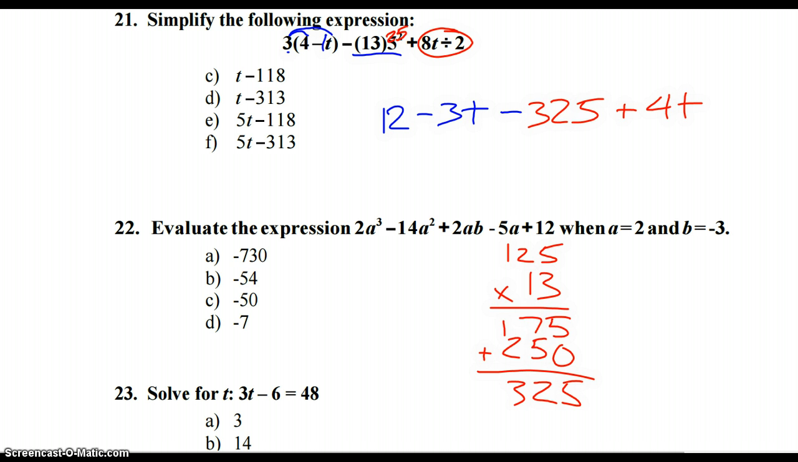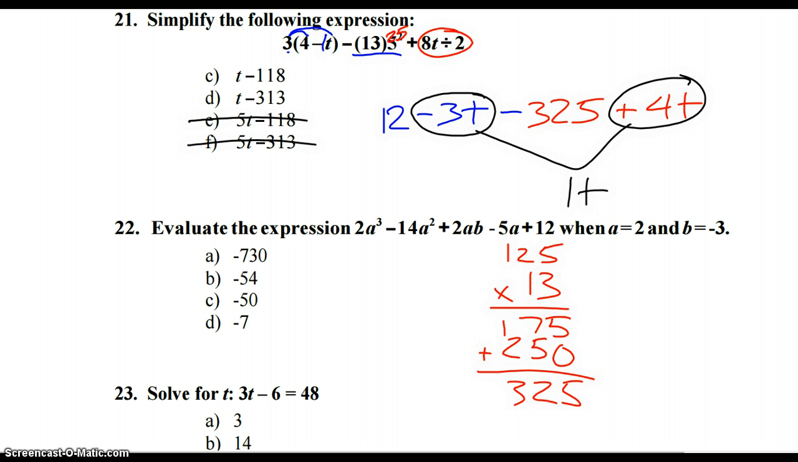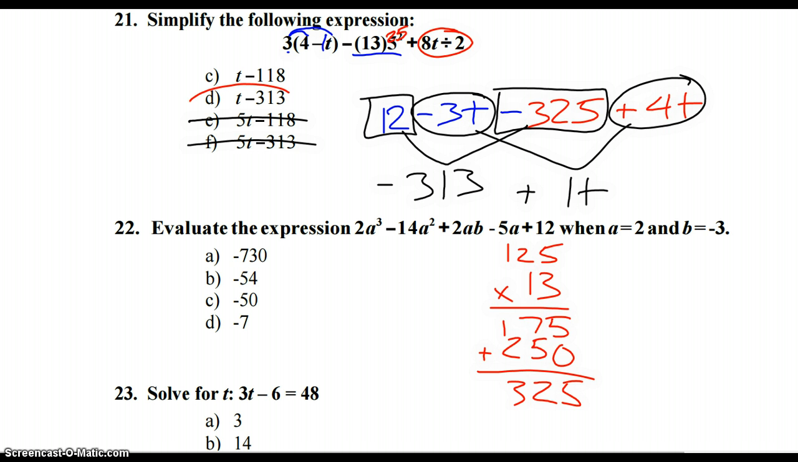Alright, now we're going to look at what we can combine together. So I've got negative 3t plus 4t. Those two combined is going to be 1t, or just t. Alright, so we can already eliminate those two choices. And then I'm going to take 12 minus, combining these two, 12 minus 325 is going to be negative 313. So I could say negative 313 plus 1t, or 1t minus 313. We're looking at D, or B.